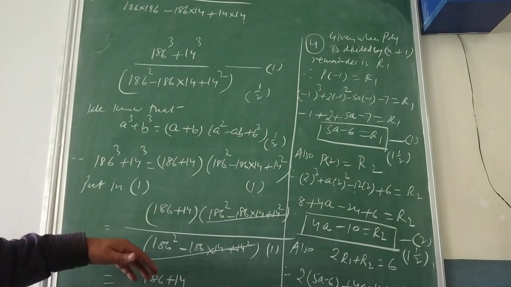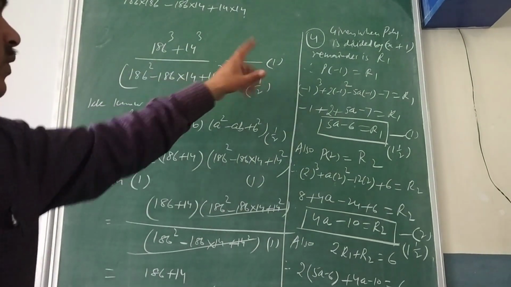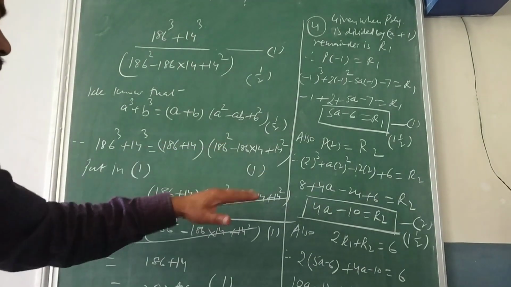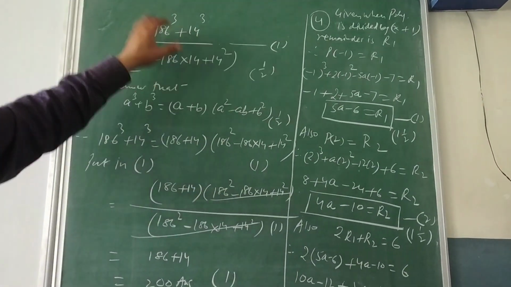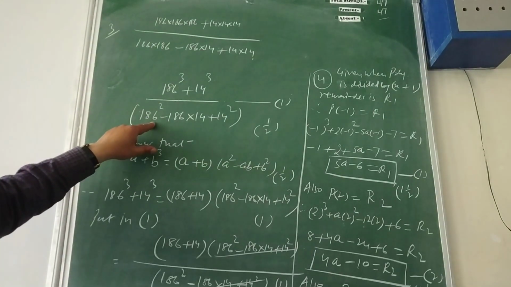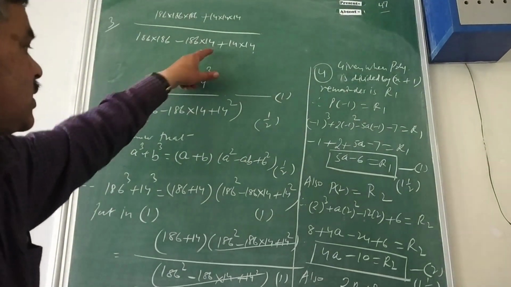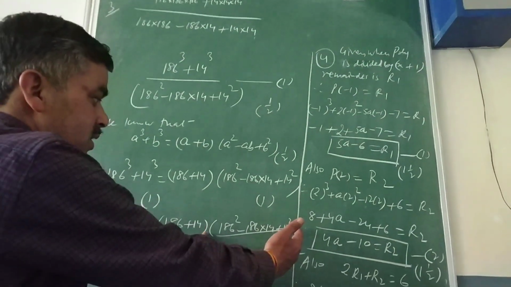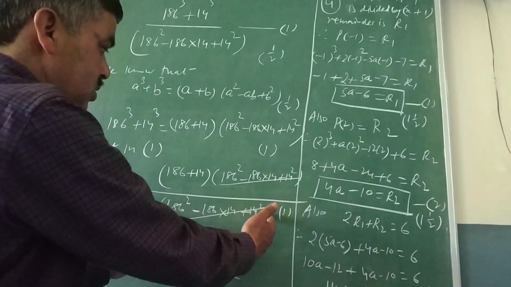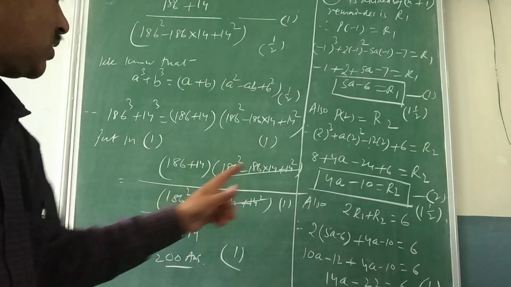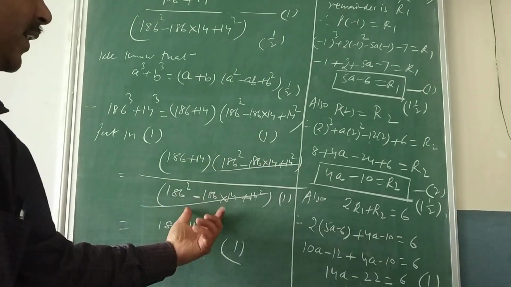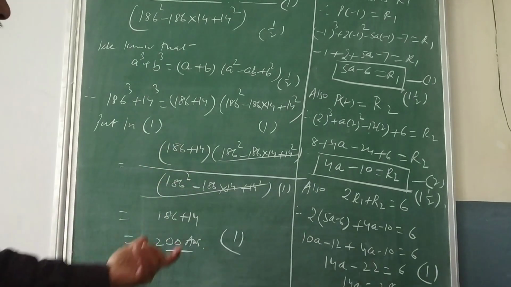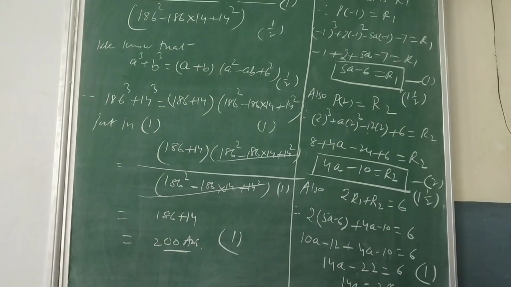So then you substitute these values in this number 1 which you have written here. So a cube plus b cube is equal to this result you can substitute here, and your denominator is already 186 into 186 square, then it is 186 into 14 and plus 14 into 14 is 14 square. Write it inside the bracket, and this is also inside the bracket. You will find that this and this I can cancel because both are the same, and you are left with only 186 plus 14 there, and that is equal to 200.